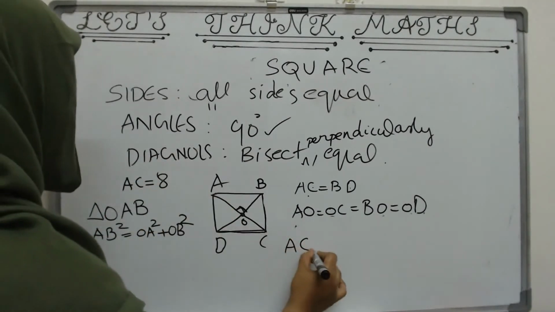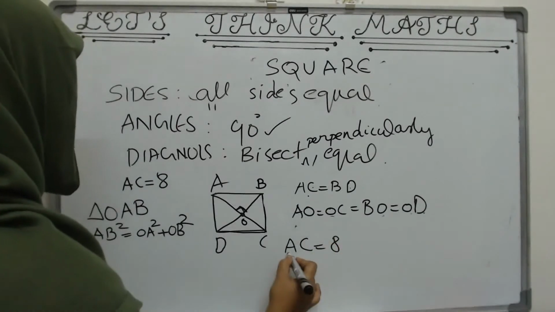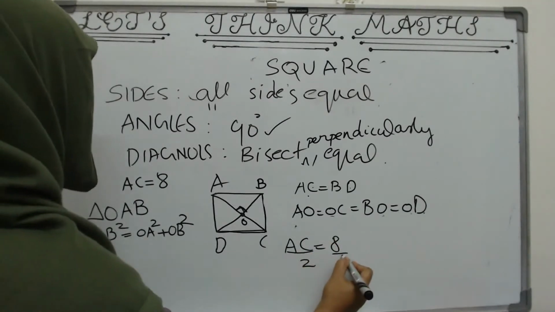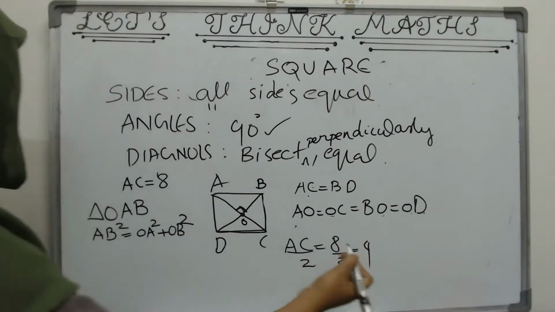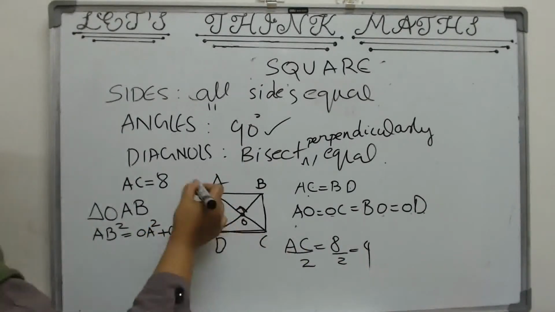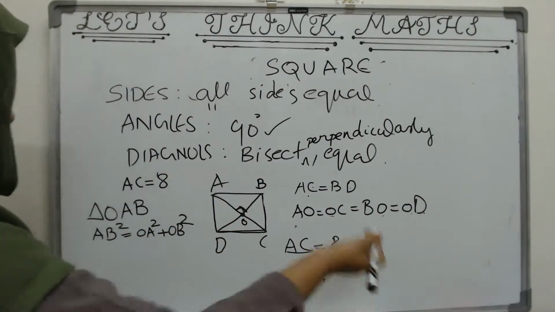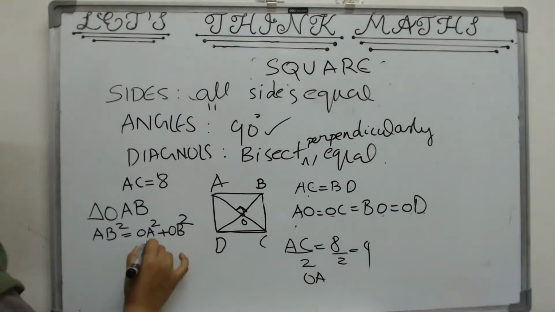The whole of AC is 8. That means half of AC is equal to 4. But what is half of AC? It is AO. So that means AO is 4. So AO square is 4 square. What about OB square?